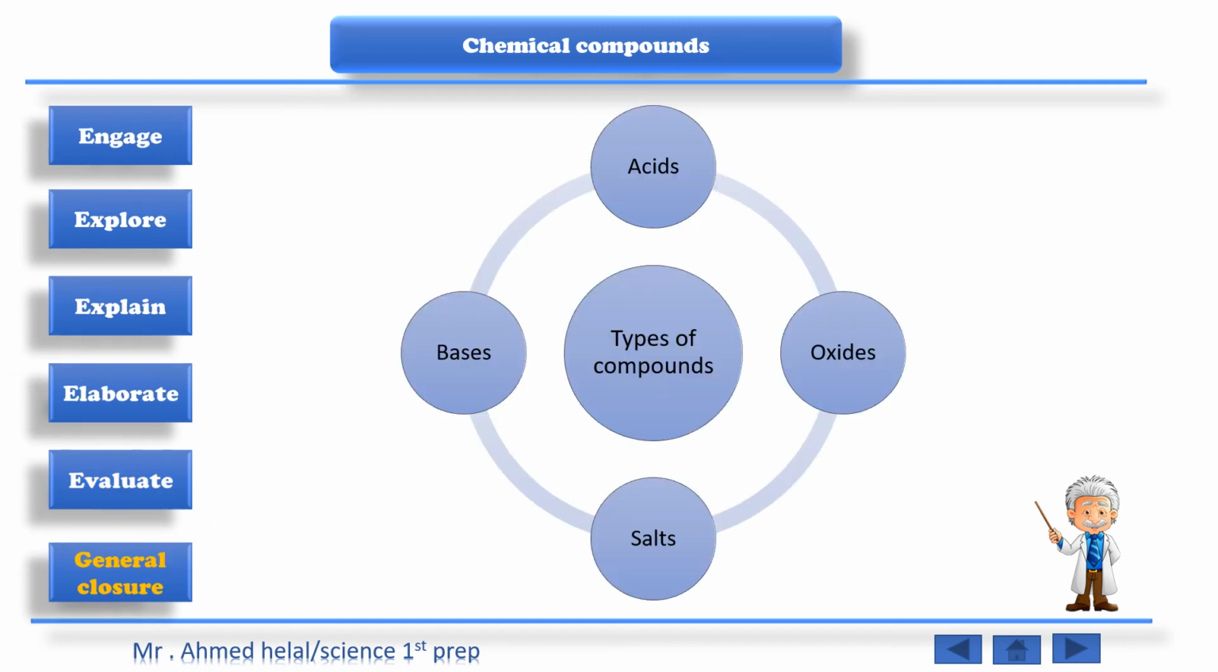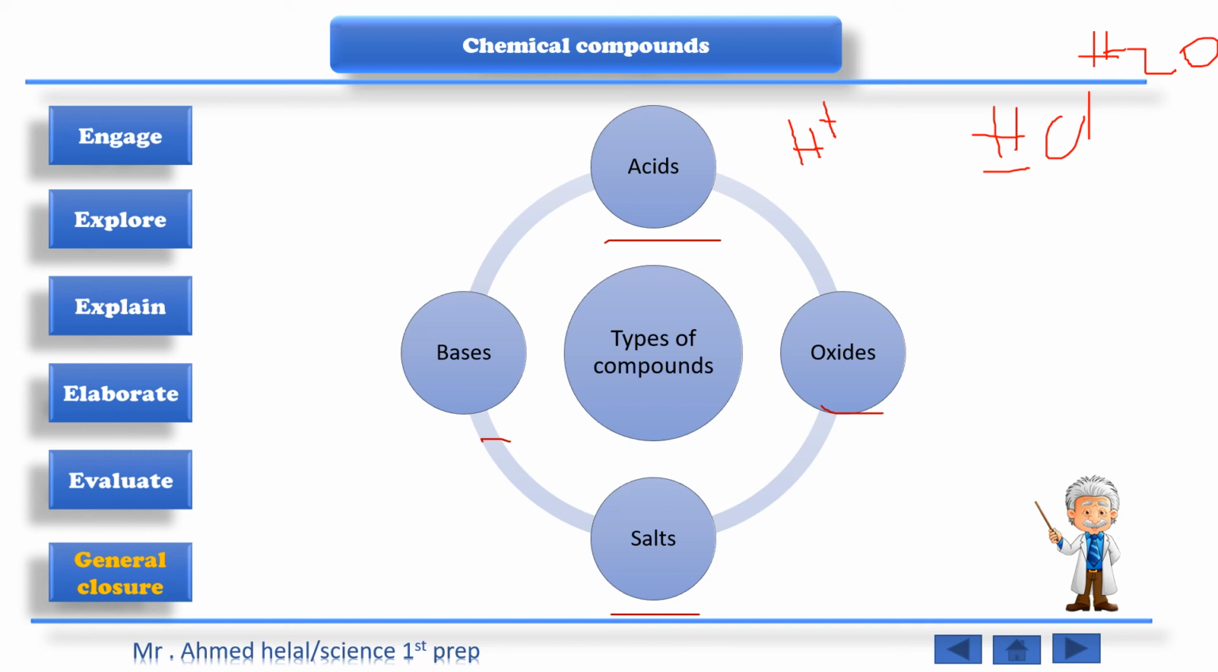In this session, we studied the types of compounds: acids, bases, salts, oxides. We can differentiate between them. Acids start with positive hydrogen atom like HCl. Any compound that starts with H is an acid except H2O. This is an exception. It turns the color of litmus paper from blue to red.